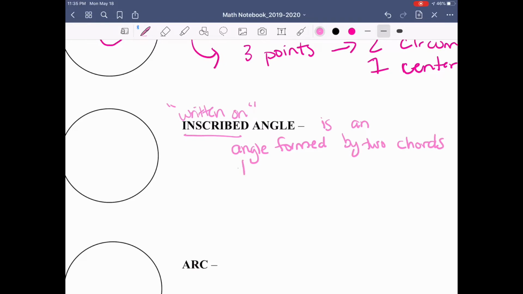And they have to have a common endpoint. And then that endpoint has to be on the circumference of the circle.